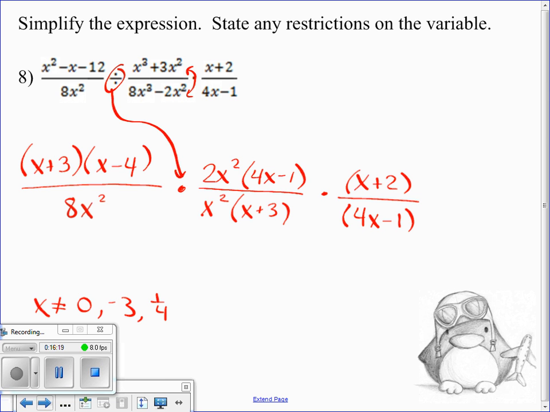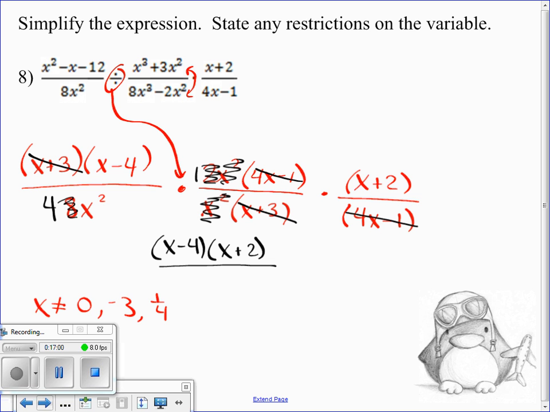Canceling. This is going to be fun because look at all the pieces I have to try to cancel with. Any top, any bottom? x plus 3, okay. 4x plus 1. x squared. I see one more. 2 and 8. I can divide them both by 2. 2 divided by 2 is 1. 8 divided by 2 is 4. What do you got on top? All over 4x squared.